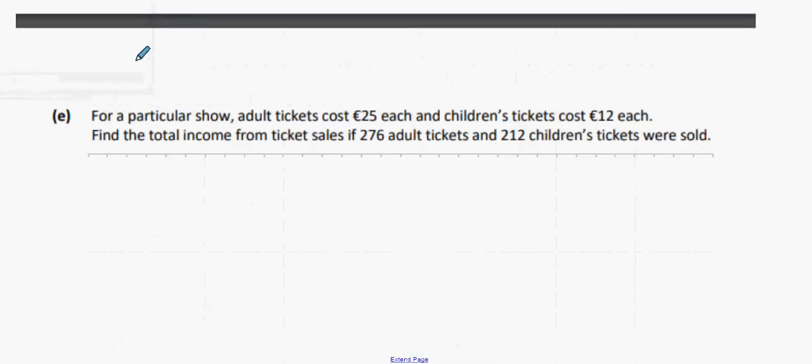For a particular show, adult tickets cost €25 each and children's tickets cost €12 each. Find the total income if there was 276 adult sales and 312 children's tickets. Does any of the previous questions affect your ability to do this? They don't, so please be aware. Just because you can't do C and D, they're doing this a lot recently where they want to hand you out another 5 to 10 marks at the end of the question. So what they're doing is they say if you read A really closely, you realise that you don't need anything from the previous question.